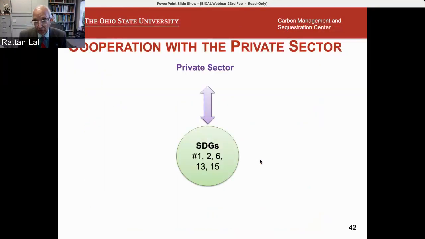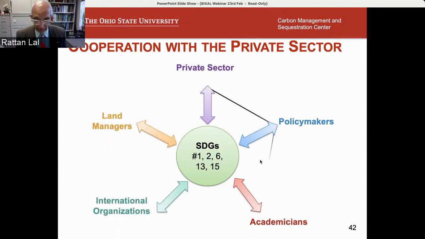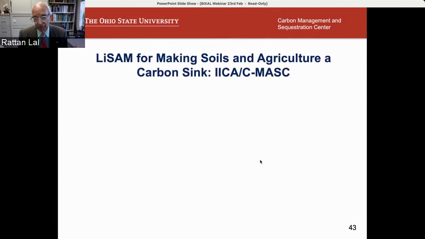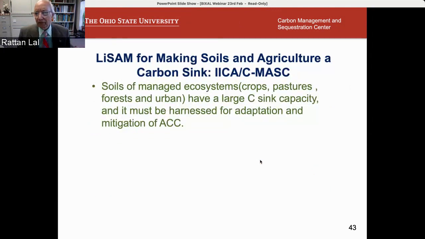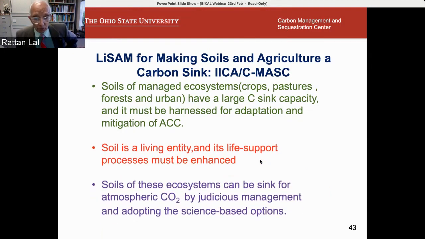The combination of the private sector with policymakers, academicians, international organizations, and land managers, that's farmers, can only meet sustainable development goals such as number 1, number 2, number 6, number 13, number 15 through this kind of very positive synergism. I want to mention the LISAM program, Living Soils of the Americas, that EECA and Ohio State are implementing together. The idea is that the soil is a living entity and the life-giving processes of the soil must be enhanced, must be restored, must be judiciously managed.